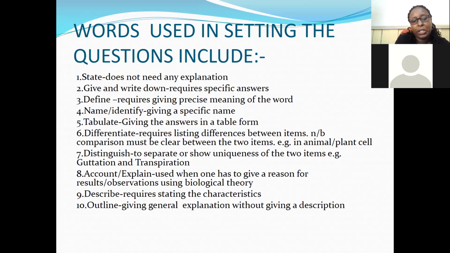For guttation, the water is lost in form of water droplets. For transpiration, you talk of it being lost in form of water vapor. That is one uniqueness you'd have in such a question.